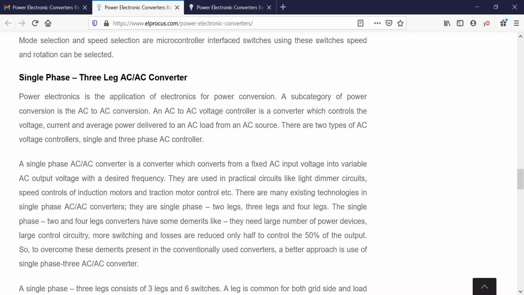When we talk about the single phase AC to AC converter, it is a converter which converts a fixed input voltage into a variable AC output voltage with a desired frequency, and it is used in practical circuits like light dimmer circuits. We are also using it for speed control of induction motors, and then we have a traction motor, right? So we are using it there.